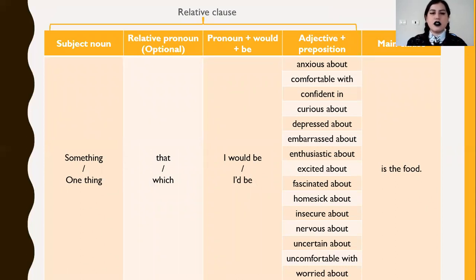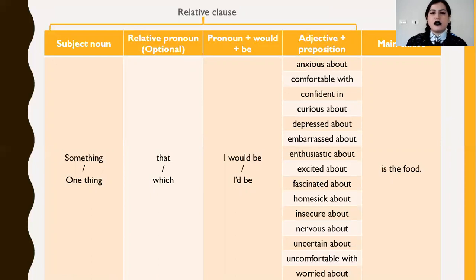So for example, we can use something or one thing that I'll be anxious about is the food. Remember that the relative pronoun that or which is optional, so we can remove it from the sentence and it's still correct. That can be used with objects and with people, and which can only be used with objects or ideas. Okay, so things that are not people.